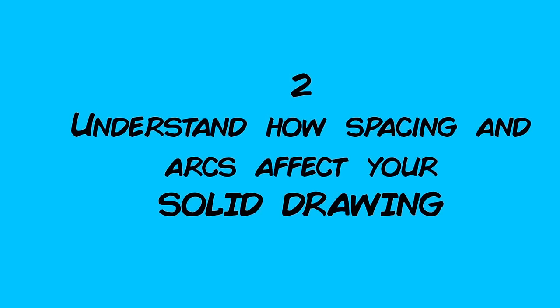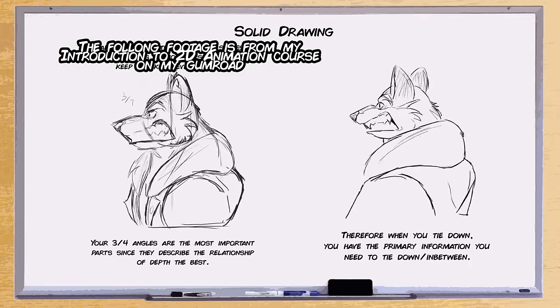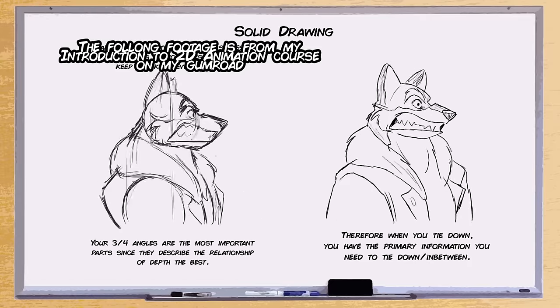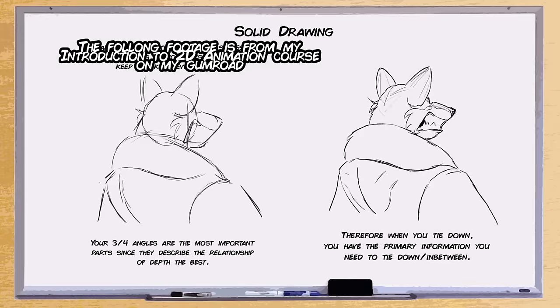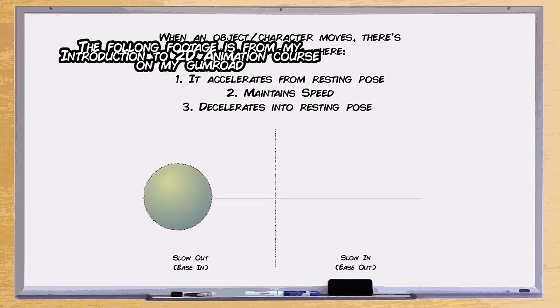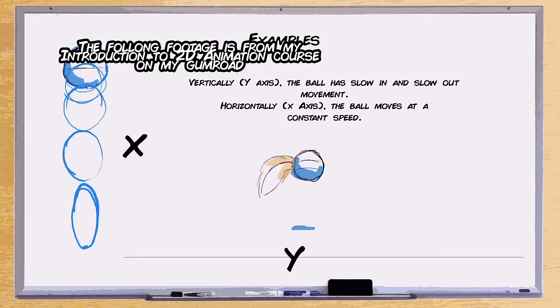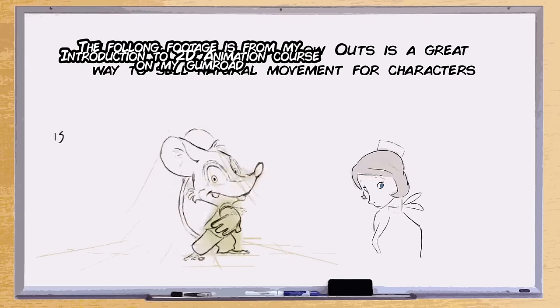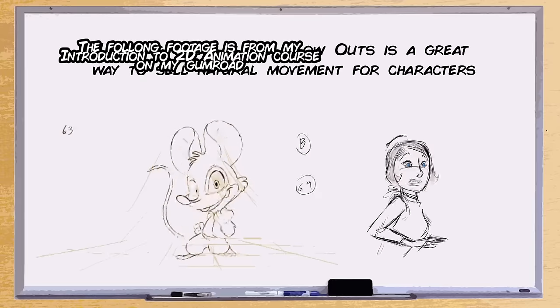Number two is to think about how solid objects work in spatial depth. So when an object rotates, for example, there are some spacing rules that you have to think about to maintain its solid form. Spacing can help describe things such as slow in and slow out, how fast an object accelerates, how fast an object decelerates, and whether there's constant speed or not. Spacing is one of the most important ingredients when it comes to having smooth animation, and even choppy animation can read off as smooth if it's spaced really well.